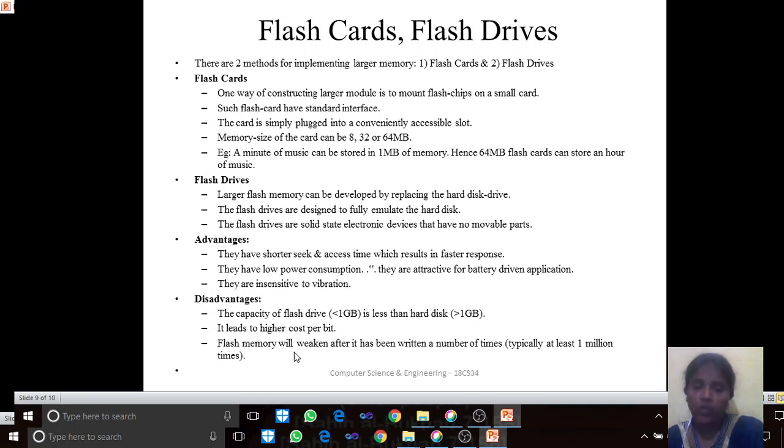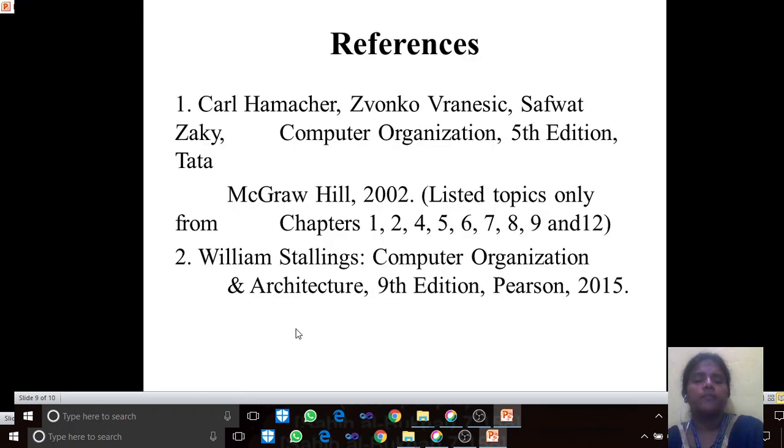Flash memory will weaken after it has been written a number of times. That means more writing. If you repeatedly keep on writing it, it becomes very weak.